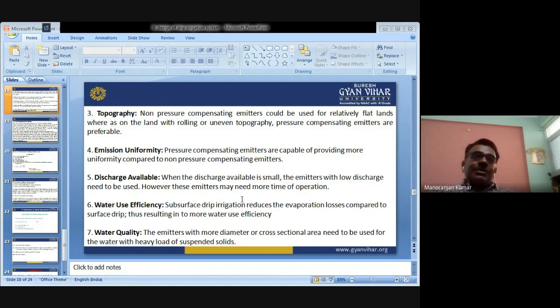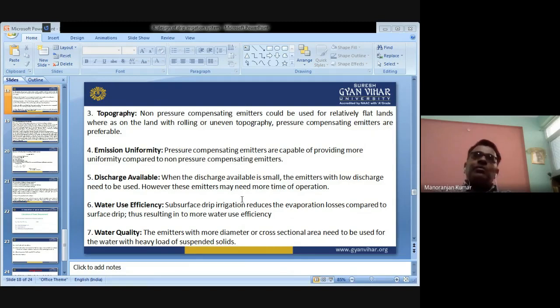With the non-pressure compensating dripper, when you vary the pressure, its discharge will vary. But with the pressure compensating emitter, when you vary the pressure, the discharge will remain constant. So if you are using the pressure compensating emitter, then all crops in your field will get an equal amount of water.